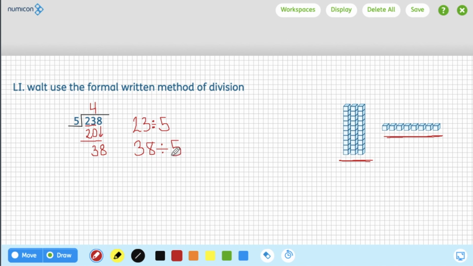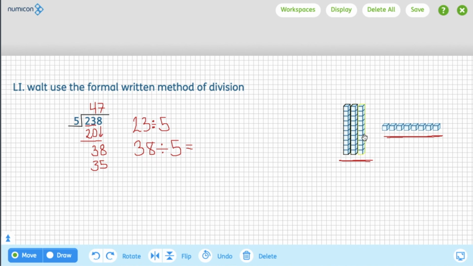And I know that 7 5s is 35, which would fit, but 8 5s is 40, which is too much. So it's going to have to be 7. So I'm going to put 7 5s up here. Now I've got to get rid of those 7 5s and see how much I have left over. So 5 times 7 is 35. So I'll pop those there, which means I've got to take them away because I've shared them equally.